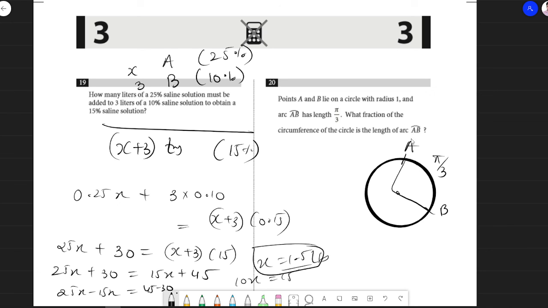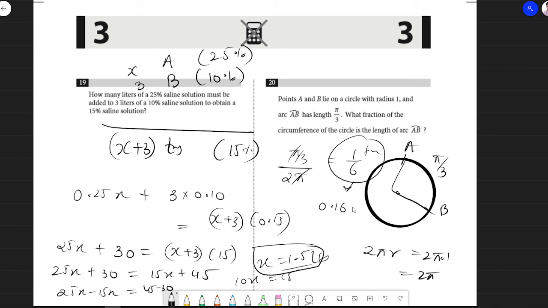What fraction of the circumference? That means you have to find the whole circumference. The whole circumference will be 2 pi r, that is 2 pi into 1, that is 2 pi. Now, what fraction of the circumference is the length of arc AB? We can just divide pi by 3 by 2 pi. So pi cancels, and it will be 1 over 6. So a 1 by 6th fraction, or if you want the value in decimals, it will be around 0.1677. So 1 by 6th part of the circumference is this length. Okay, thank you.